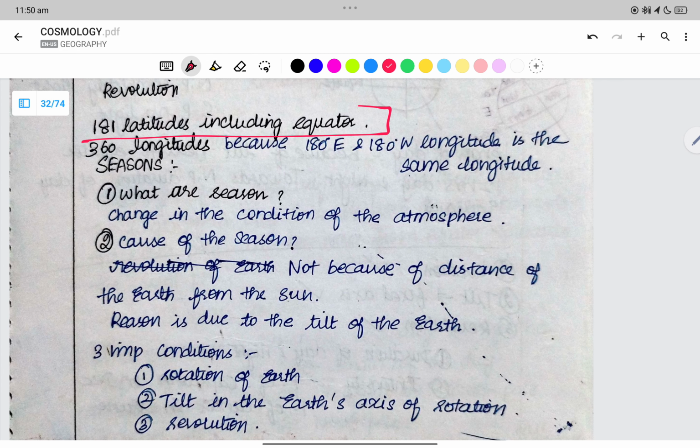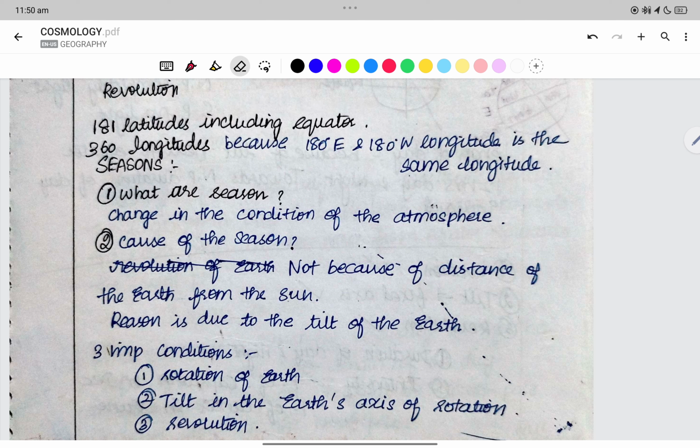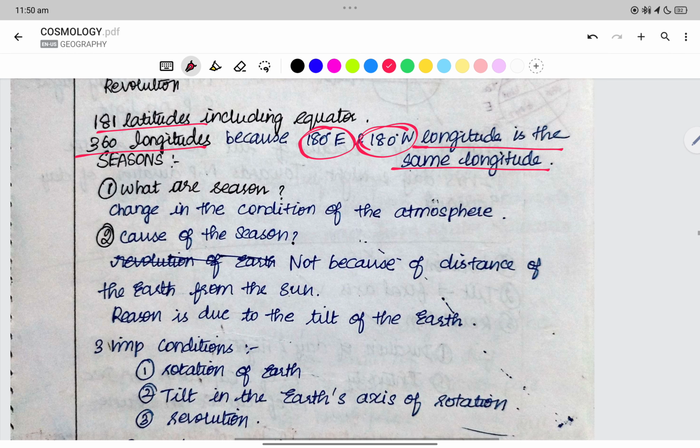181 latitudes are present, including the equator, and 360 longitudes, because 180 east and 180 west is the same longitude. Therefore, we have 181 latitudes, whereas 360 longitudes, because 180 east and 180 west longitude is the same longitude.